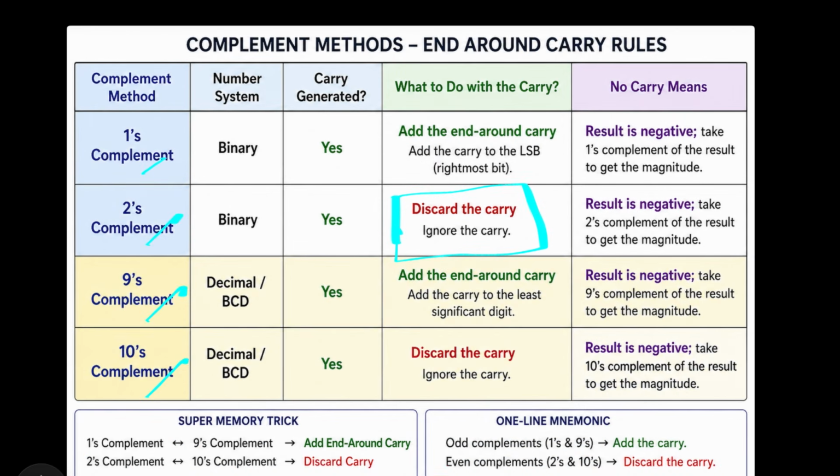So 1's complement and 2's complement are used for binary. That's the first one. In both the cases, if we got the carry, if it's a 1's complement, we'll be just adding it end around, especially to the LSB. And if there is no carry, then the result is negative. Take the 1's complement of the result; this is the second step you have to do. If it's 2's complement, again for binary, if there is a carry, then we'll just discard the carry, and if there is no carry, the result is negative. So perform the 2's complement of the result to get the magnitude.